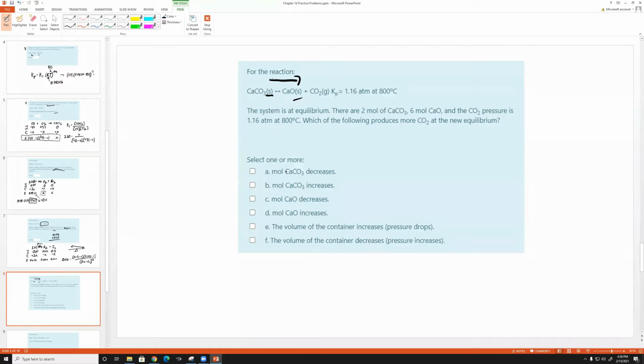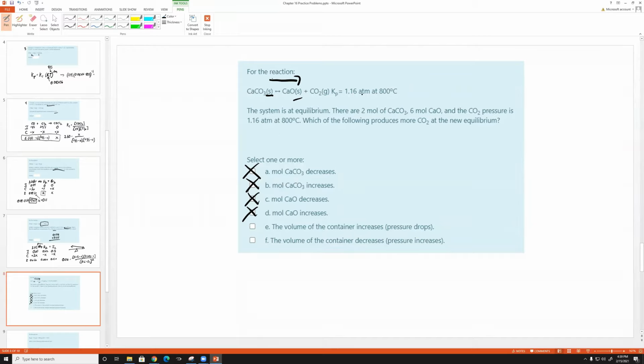Let's look at this one. Moles of CaCO3 decreases. All right, this is a solid. So is CaO. Any increase or decrease in concentration of the CaCO3 or the CaO does nothing to the direction of the reaction because they are not in solutions. So we can automatically get rid of all of these because they talk about the amount of CaCO3 and CaO. Anytime you see a solid or a pure liquid, they do not count at all in the equilibrium expression.